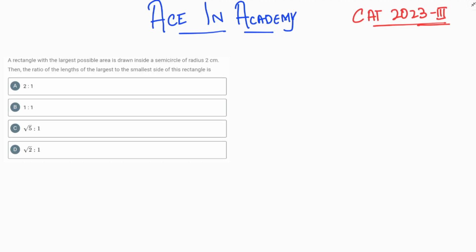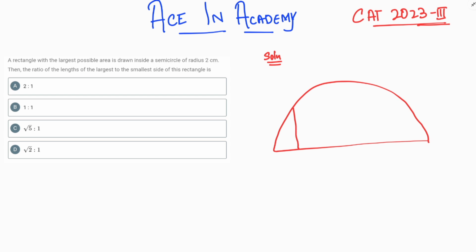I hope that you've tried the question and you've got the solution, and if you didn't, then let's check the solution. So, according to our given question, we are given that a rectangle with the largest possible area is drawn inside a semicircle of radius 2 cm. So, let us first draw a semicircle and then put a rectangle inside it. Now, let's take this point O as the center of the semicircle. So, the distance till here is the radius. This is 90 degrees as it is a rectangle.